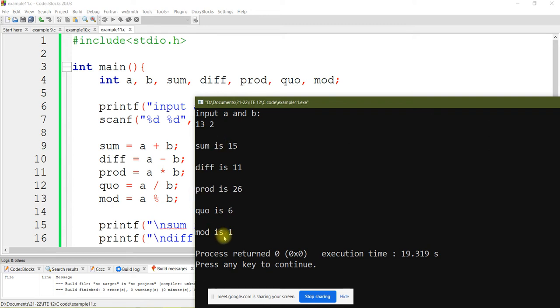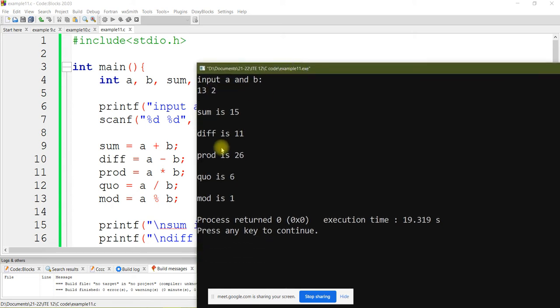And of course, the remainder is 1, because 13 divided by 2 is, again, not applicable for, this is for integer only. So if 13 divided by 2 in integer form, the remainder is 1. Alright. Those are the basic operations, the arithmetic expressions of C.